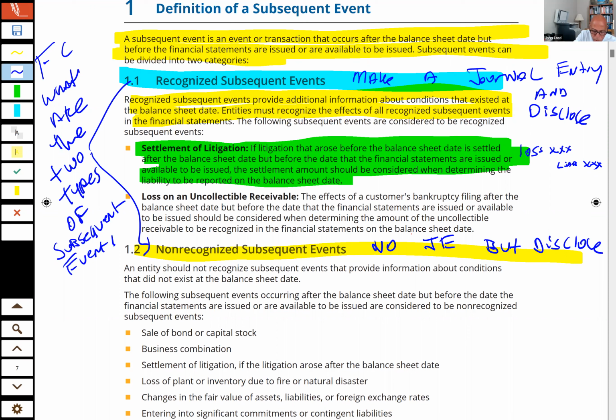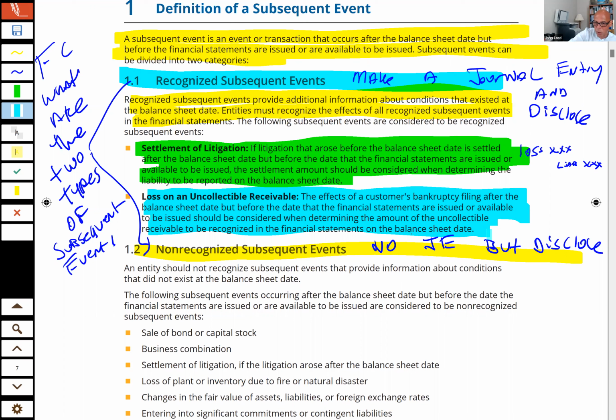Now, the more tricky one here is the loss on uncollectible receivable. The effects of a customer bankruptcy filing after the balance sheet date, but before the financial statements are issued or available to be issued, should be considered when determining the amount of the uncollectible receivable no longer recognized on the balance sheet. Now that's confusing, because you say, but wait a minute, they filed bankruptcy after the balance sheet date. Yeah, but the issue is that the conditions that led to the bankruptcy are assumed to have been in motion, in effect, before the balance sheet date.